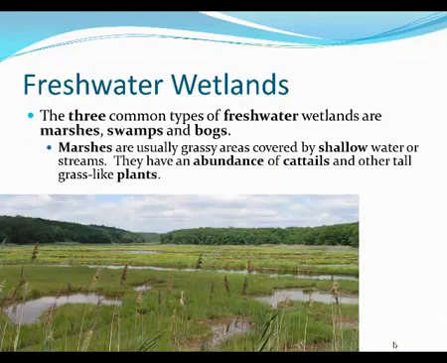Marshes are usually grassy areas that are covered by shallow water or streams. They have an abundance of cattails and other tall grass plants. This picture represents a marsh. The area off of 127, the Maple River flooding area, would also be considered a marsh. It's a very broad area with lots of grass growing, lots of cattails, and a very shallow layer of water over top of the land in that area.